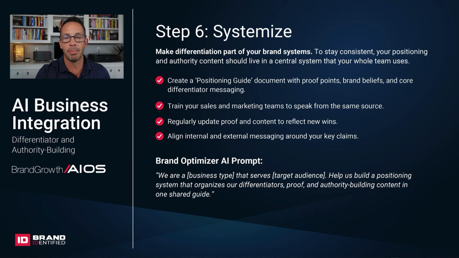Train your sales and your marketing teams to speak from the same source. Regularly update proof and content to reflect new wins, and align internal and external messaging around your key claims. And then we've provided you with another BrandOptimizer.AI prompt for step number 6.